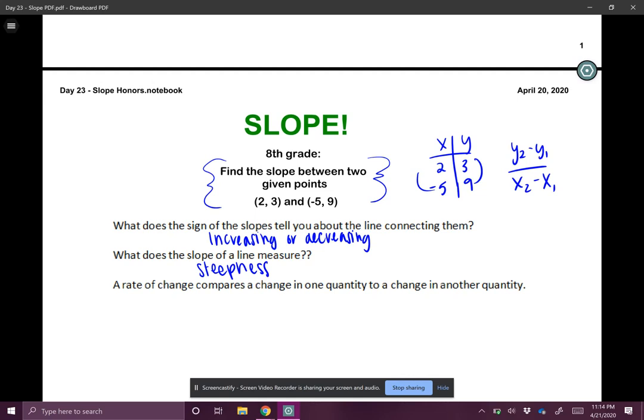Rate of change, which again is just a synonym for slope, compares a change in one quantity to the change in another quantity. So essentially, slope is just a ratio between two values. So let's look at slope in a bunch of different contexts: linear, quadratic, and exponential.